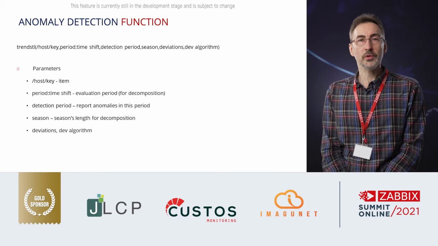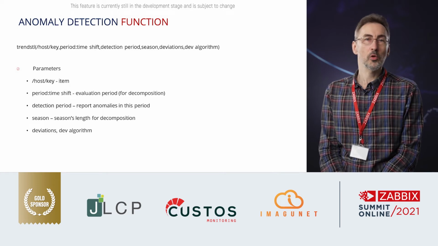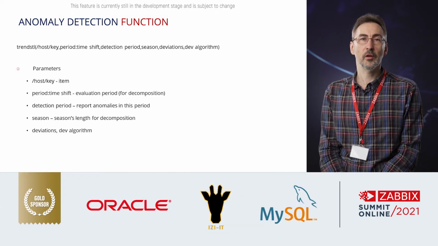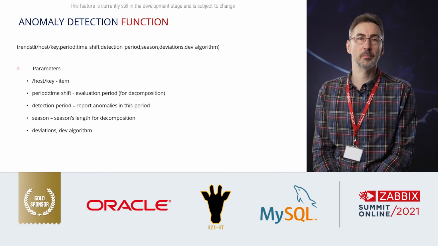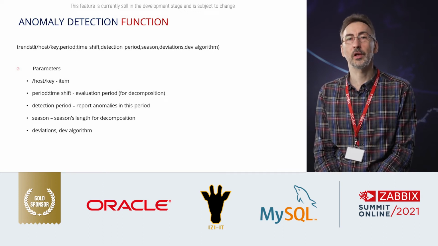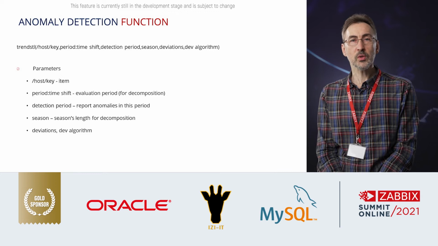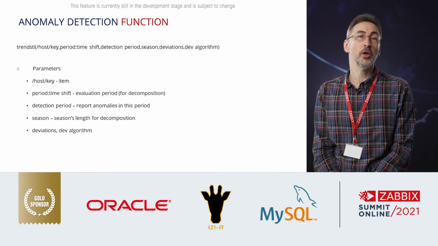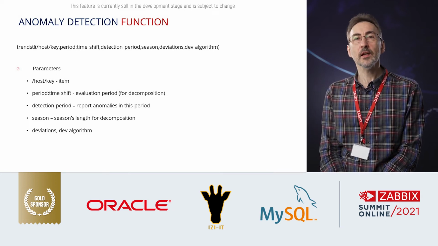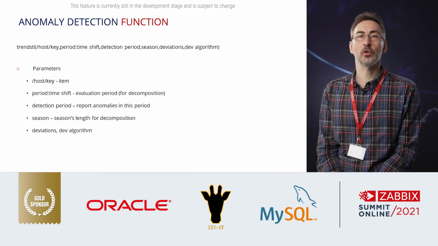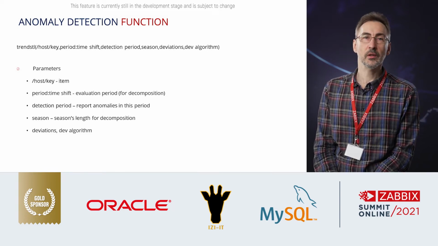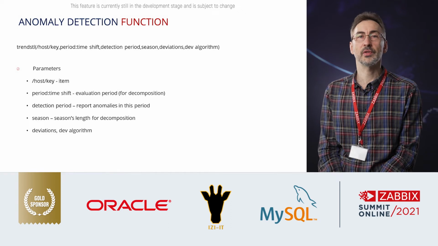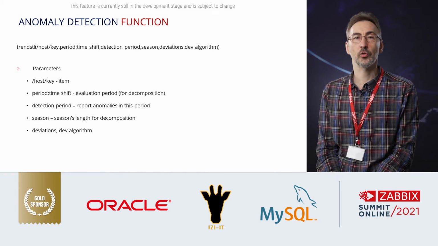First, it's worth noting one thing that may not be obvious right away: the function accepts 3 periods, and these periods must be chosen carefully. The first one is the evaluation period. It's the actual period we do decomposition for. It is expressed in standard calendar units, the same way as in other trend functions.